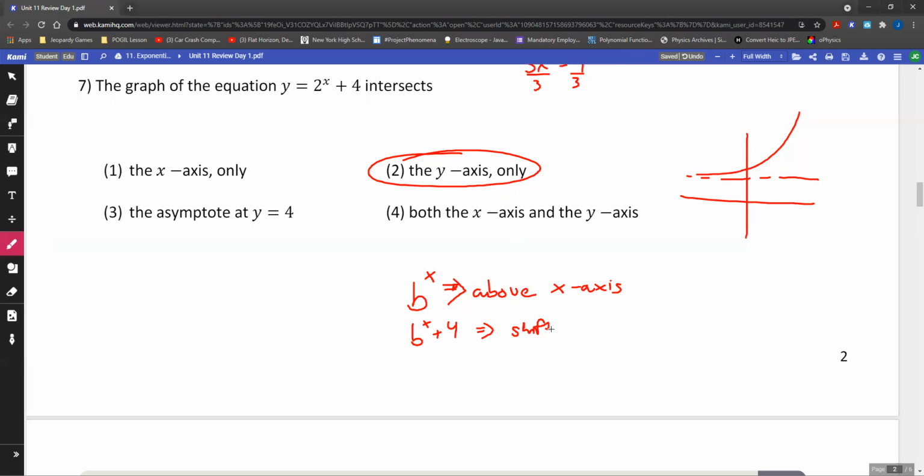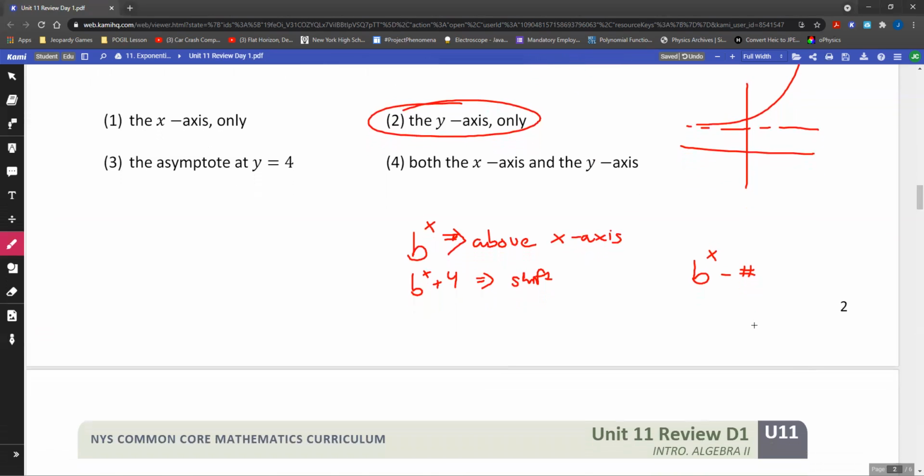The only time you could ever get this graph to cross the x-axis is if you subtract by some number. I don't know what that number is. It really depends on your numbers, on the exponents and all that. But that's why I was saying that for the most part, you should just plug it into a calculator and see what you get.